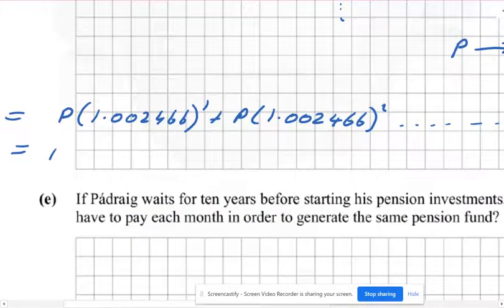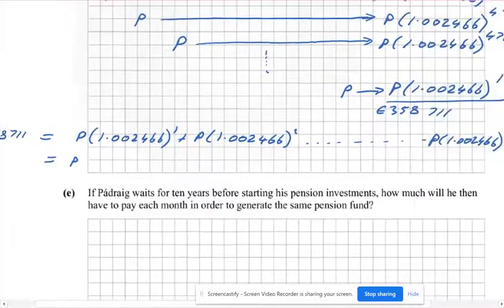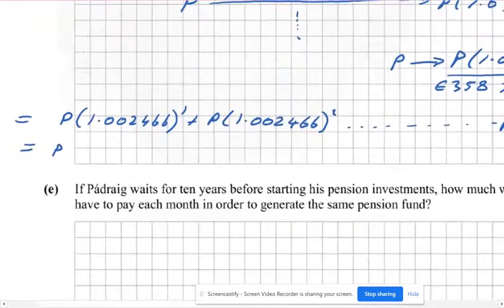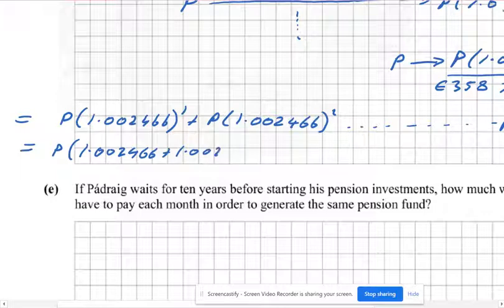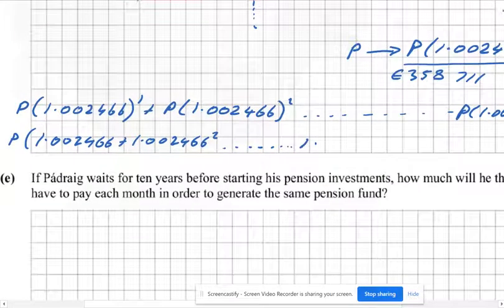If we look at all those in a line, we can take out the common factor, which is P. P is common to all those terms, so take P outside the bracket, and you're left with P into 1.002466 plus 1.002466 squared, etc. Again, all the way up to 1.002466 to the power of 480.